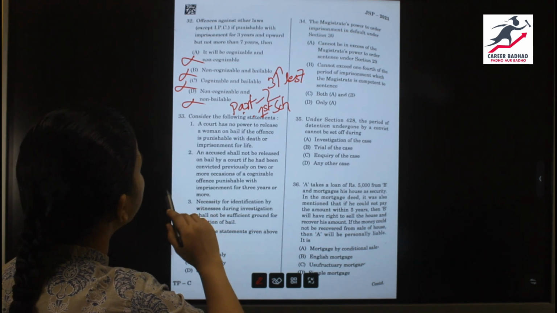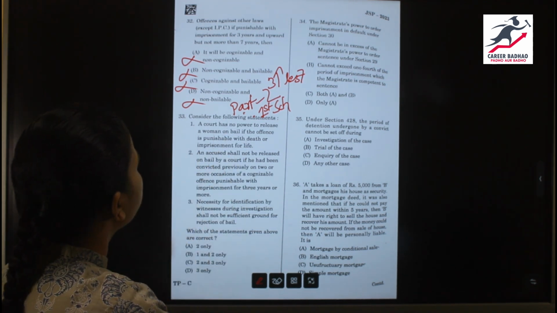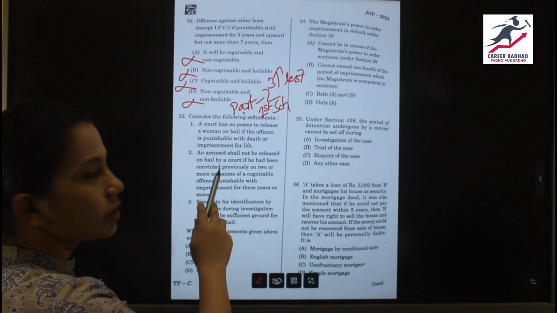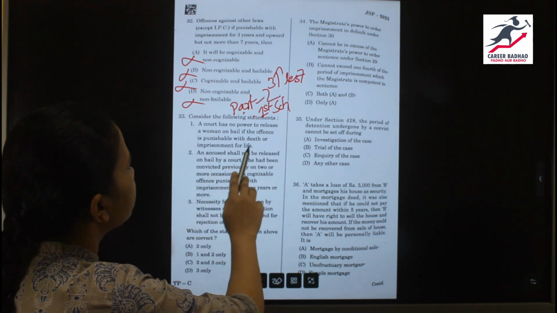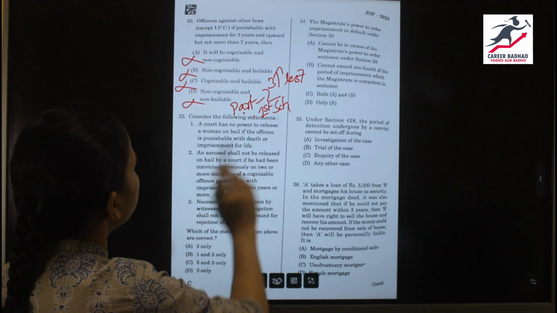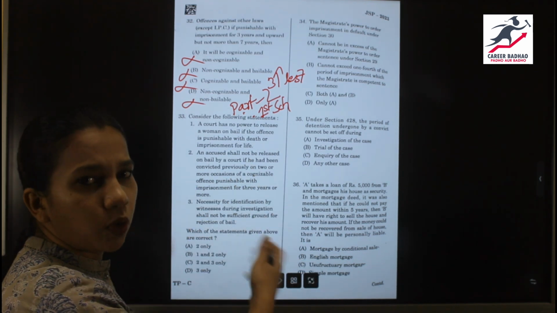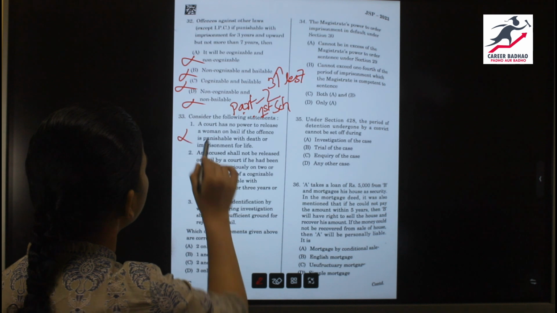Let's move to question number 33. Consider the following statements. A court has no power to release a woman on bail if the offence is punishable with death or imprisonment for life. No. This is not the case because the court has its own discretion, so this option is wrong.